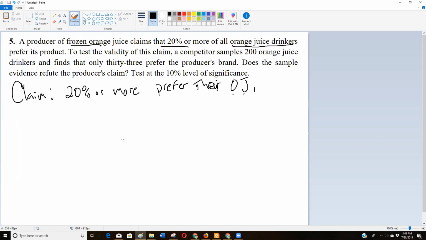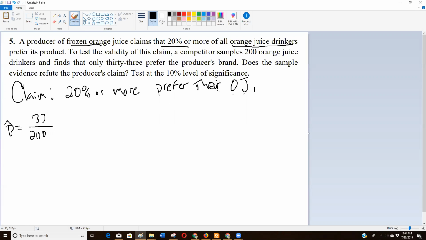So I guess we had to decide. I'm not seeing any kind of discussion about a standard deviation or anything, so I suspect this is about proportions. I see that the competitors went out and did a sample of 200 drinkers and found that 33 liked that. So that's p hat, the sample proportion.